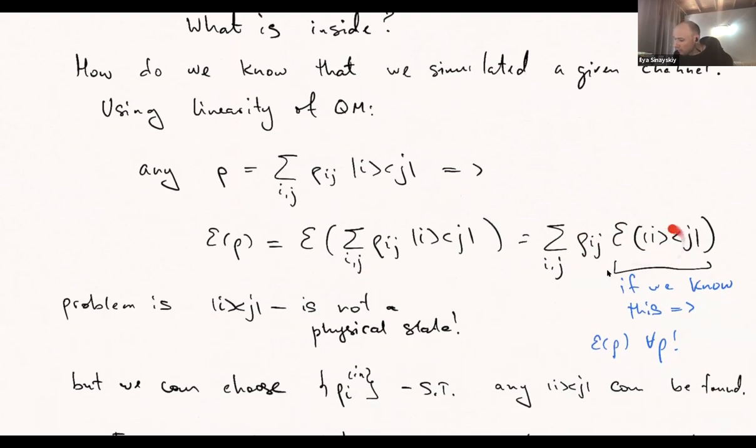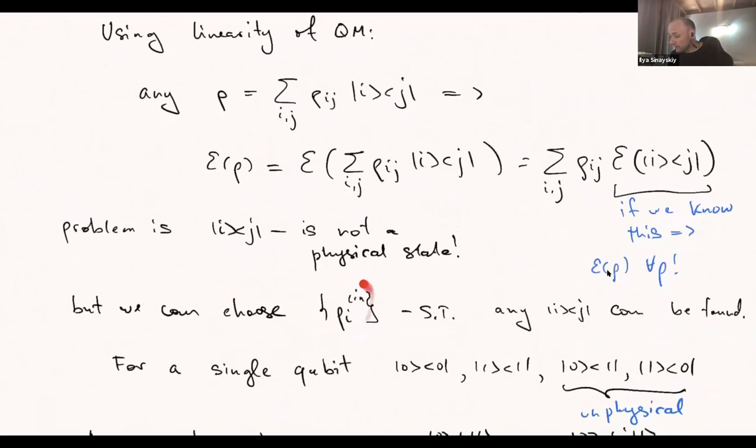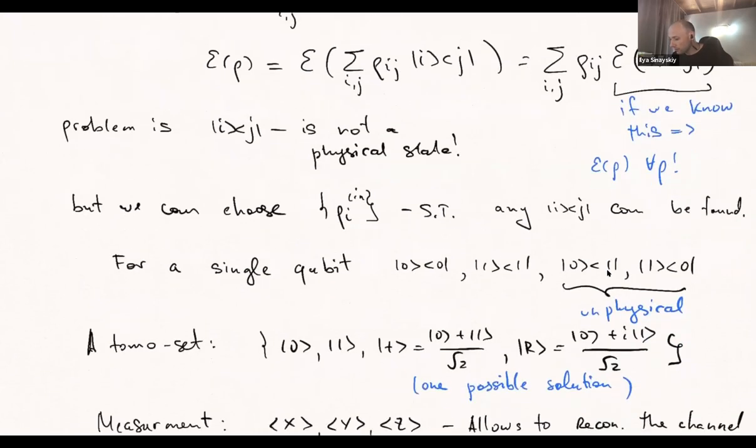The problem here, as I mentioned, is that this is not a physical state, or not a state at all, yes? What you want to do is build the mapping between all possible guys like this and a set of physical states. So you need to choose such input states that you can make a linear combination and create all possible things like this. As a very simple example, if we have a single qubit channel or single qubit gate, we could input this state, this state. This we could not input, but we also want to know what's happening to this state, because they're unphysical. What you can do then is replace them by the plus state and the R state.